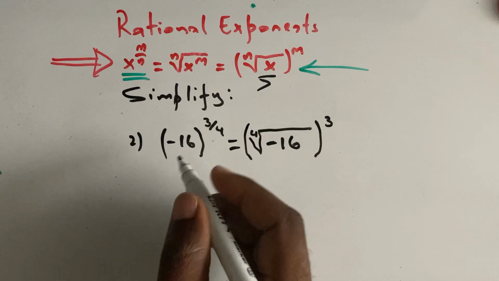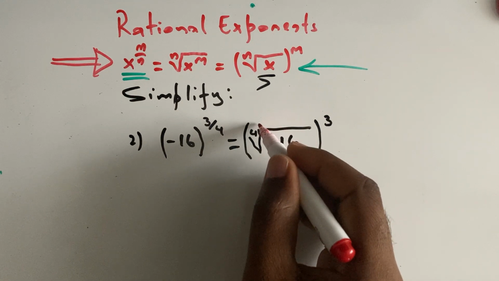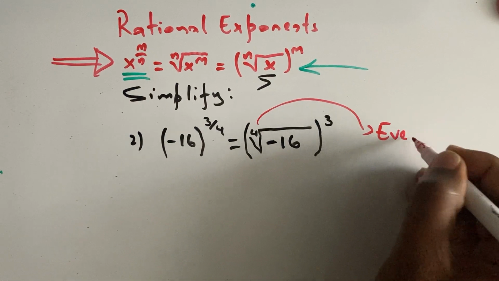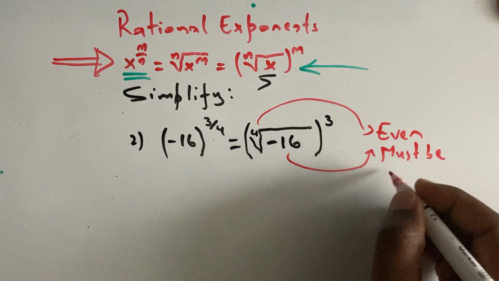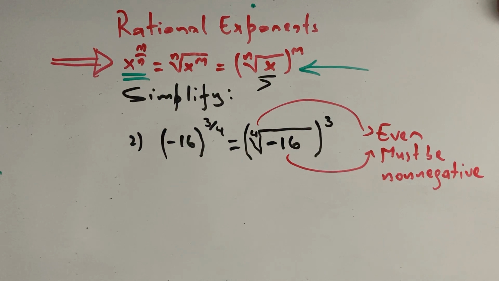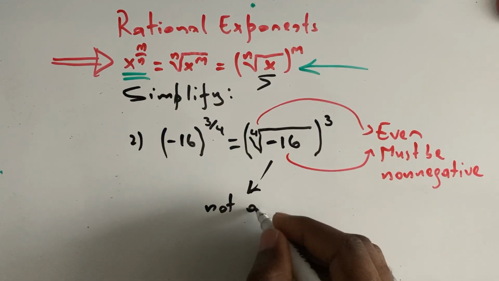Now, it's the 4th root of a negative number. Remember, in this case, if you have a negative radicand, I actually explained this in another video of mine. I said if the index is even, the radicand must be non-negative. So it could be 0, it could be a positive number, but not negative. So in this case, since it's negative, you know that this will not be a real number. So you can stop here and say not a real number.